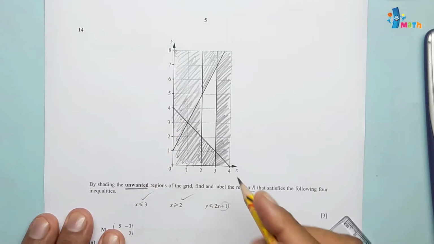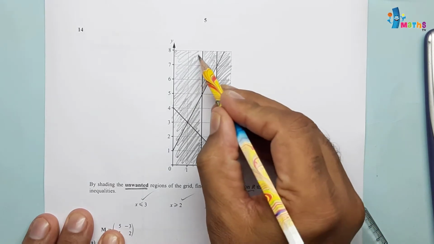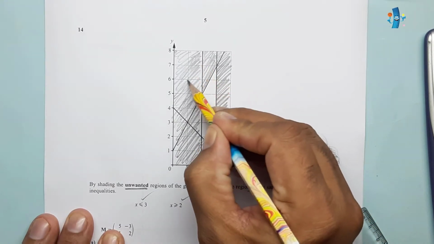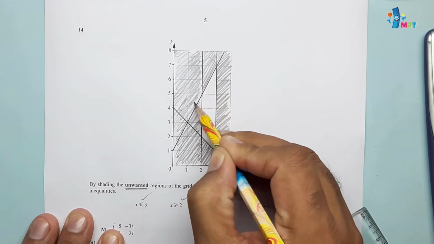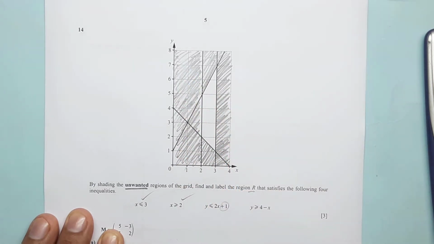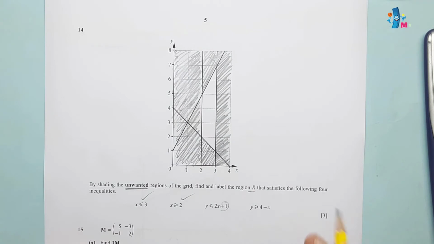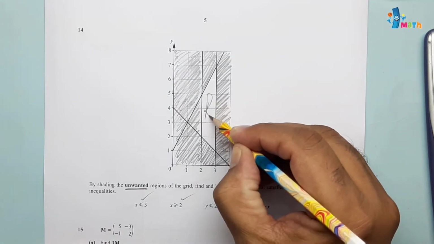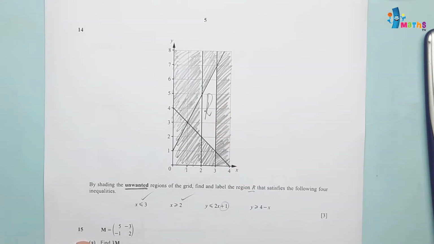So these are all the portions which are unwanted, which we have shaded. So this white portion is the region, which we will be writing as R over here, and this is our region.